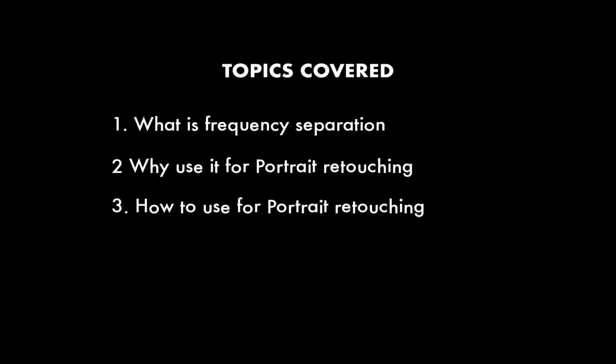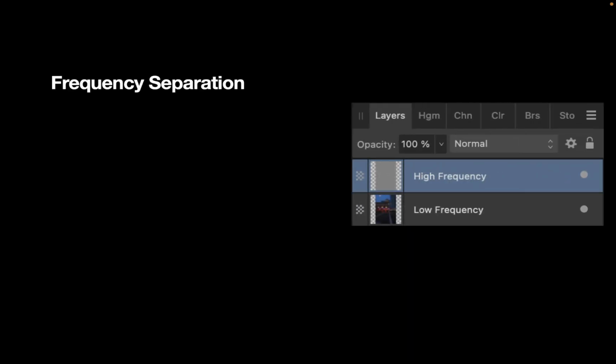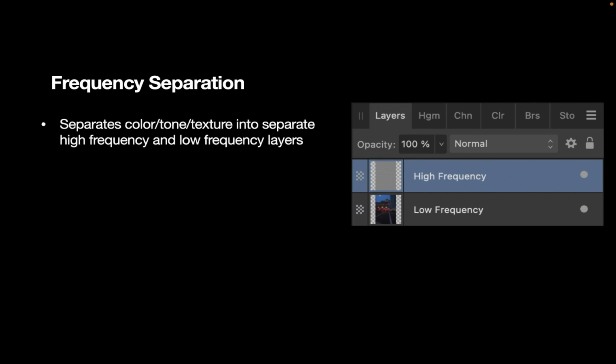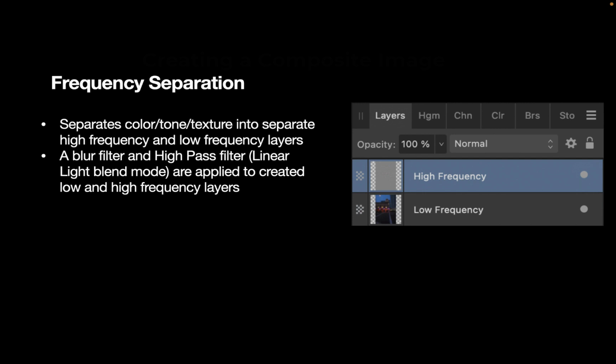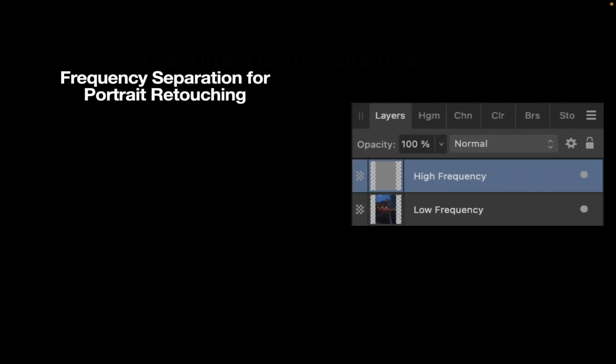First, let's do a review of what frequency separation is, which was also discussed in our last video. Frequency separation separates color, tone, and texture into high frequency and low frequency layers. A blur filter and high pass filter are applied to create the low and high frequency layers. And we've also mentioned that this is used for portrait retouching primarily. Next, why do we even use frequency separation for portrait retouching?